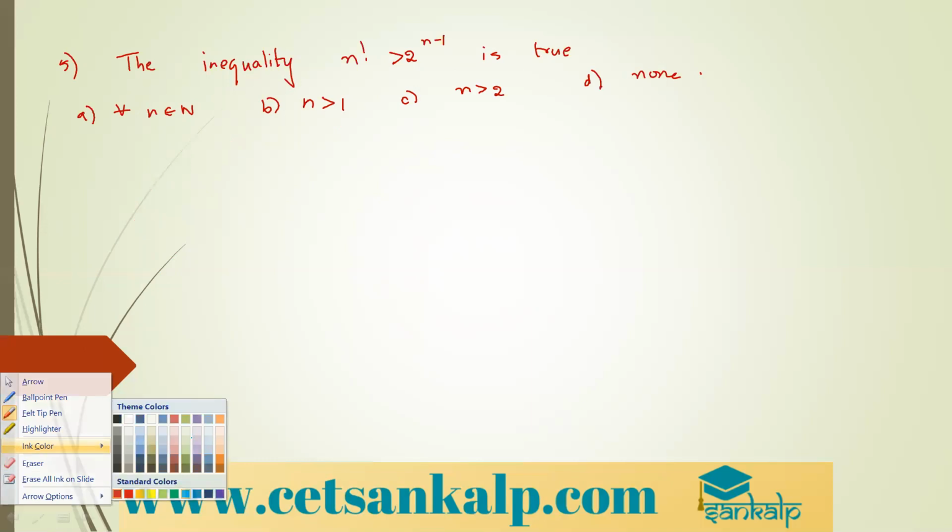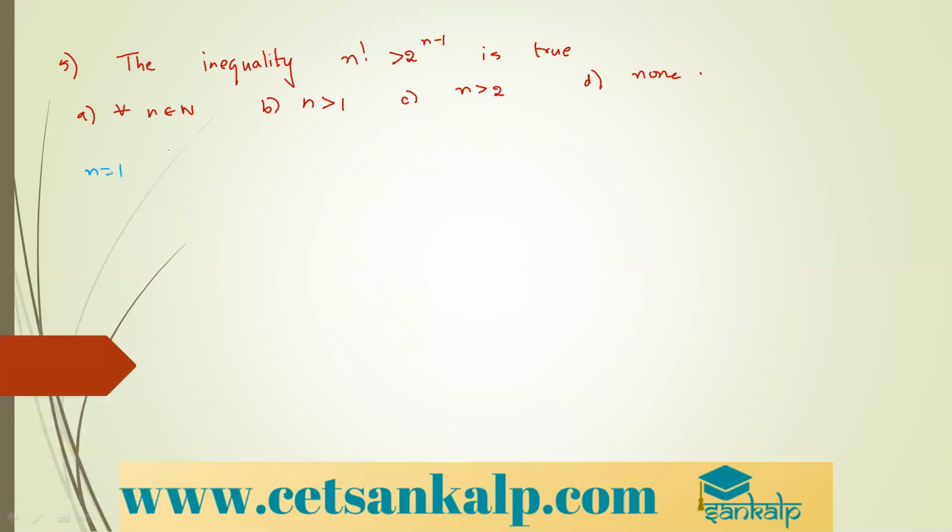So to prove that, again we will start with n equal to 1 and we will find P of 1. 1 is greater than 1. This is false. Next we will do n equal to 2. P of 2 means what? 2 factorial is greater than 2 power 1. So this is also false because 2 can't be greater than 2. 2 has to be equal to 2.